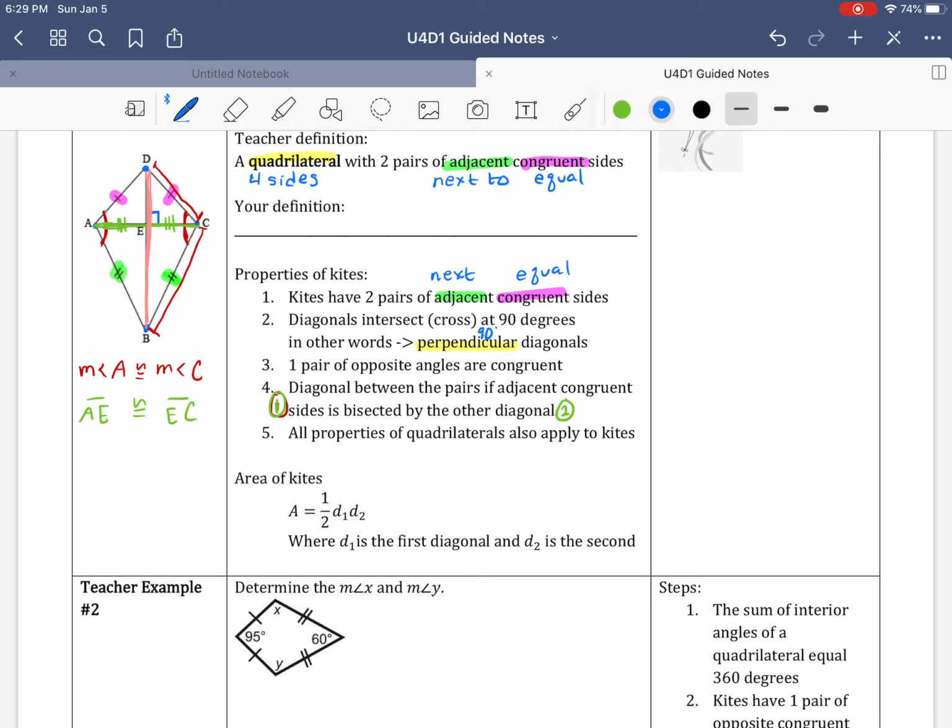And then lastly, all properties of quadrilaterals also apply to kites. In other words, the sum of the interior angles equals 360 degrees, right? And in order to find the area of kites, we use the equation 1/2 D1 times D2, where D1 is your first diagonal and D2 is the second. So you'll always need to know your diagonals in order to determine the area.